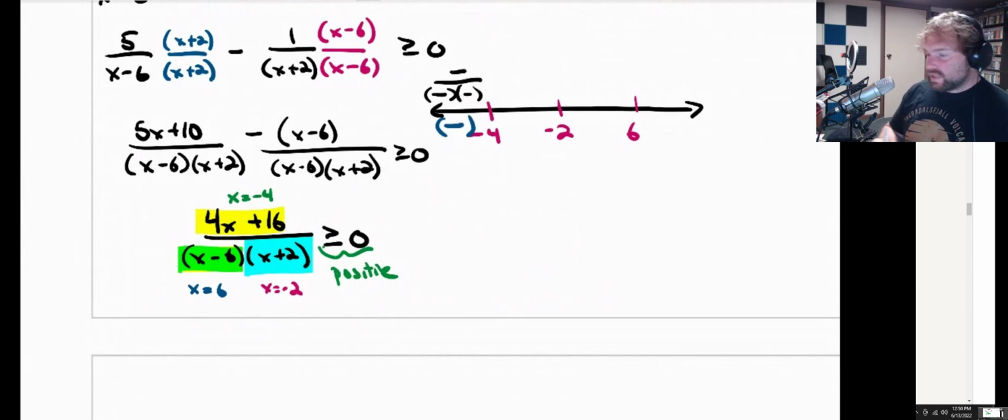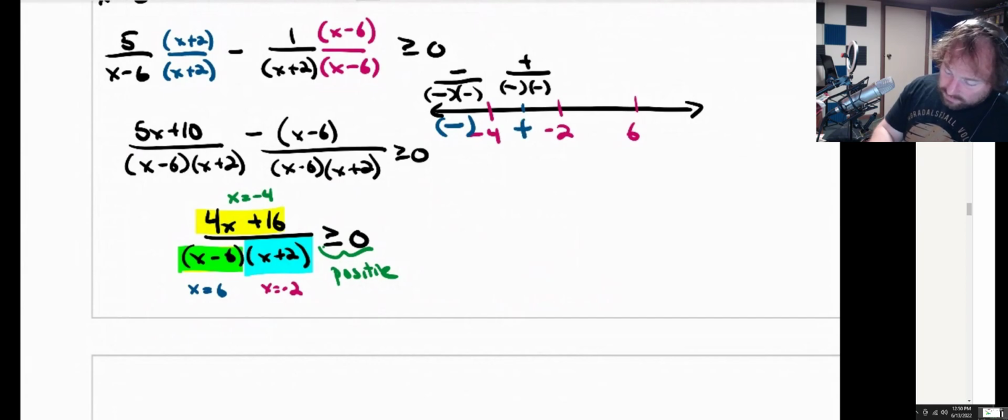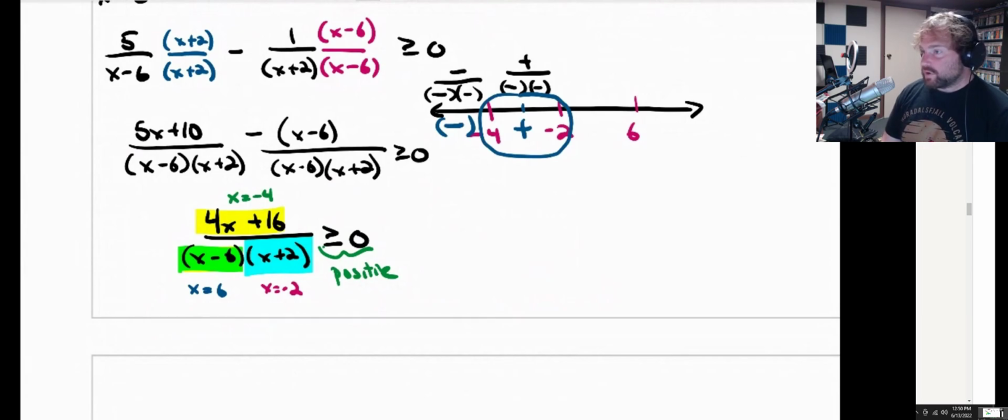Let's try negative 3 as our next tester. Plugging in negative 3 would leave a positive number on top. But negative 3 minus 6 is still negative, and negative 3 plus 2 is also still negative. So now we have a positive divided by a positive, and that is going to give us a positive number. So this range of numbers will work to solve our original problem.